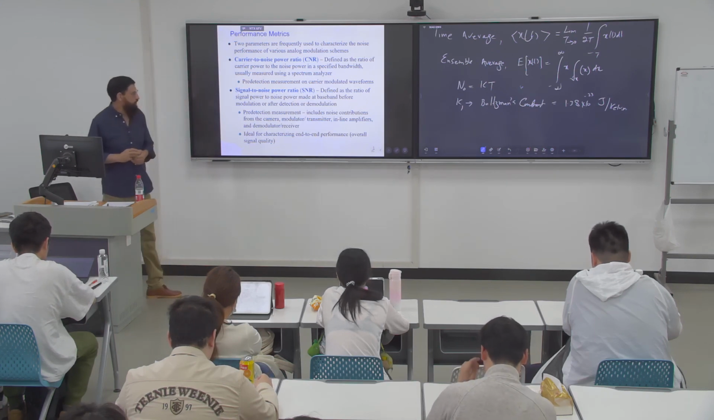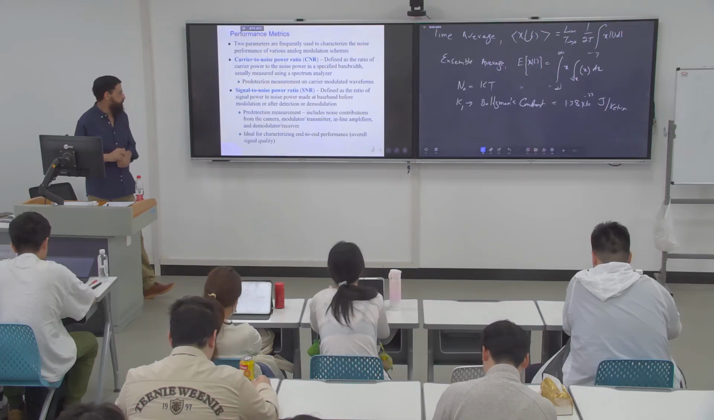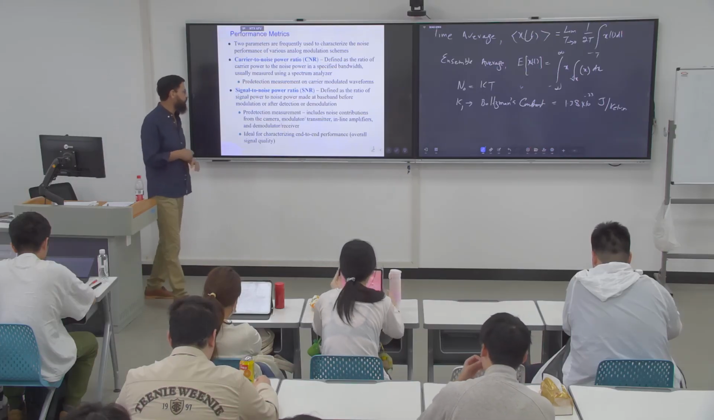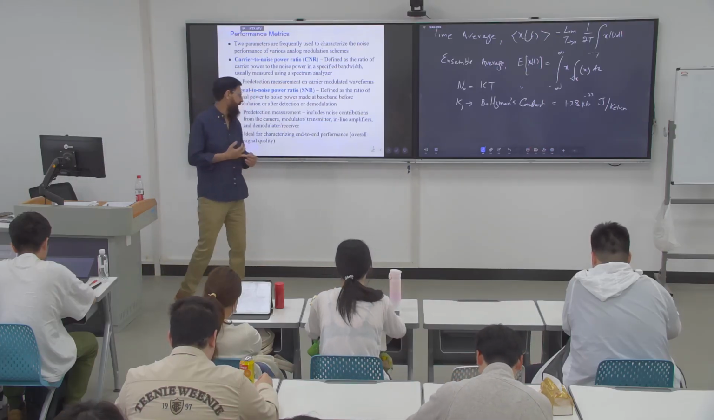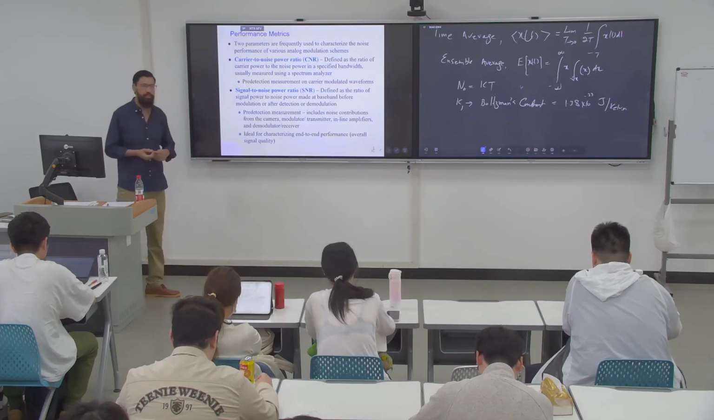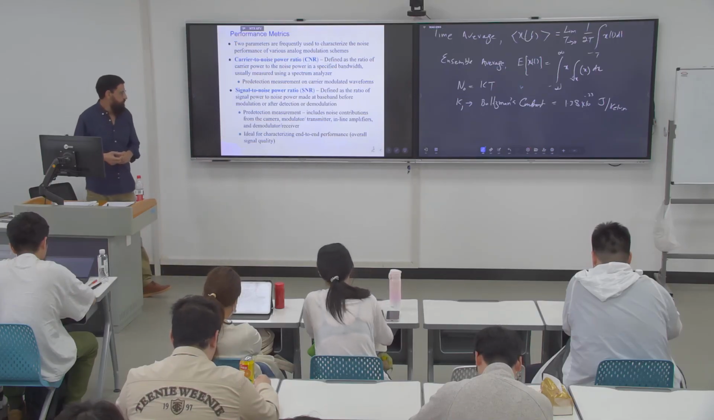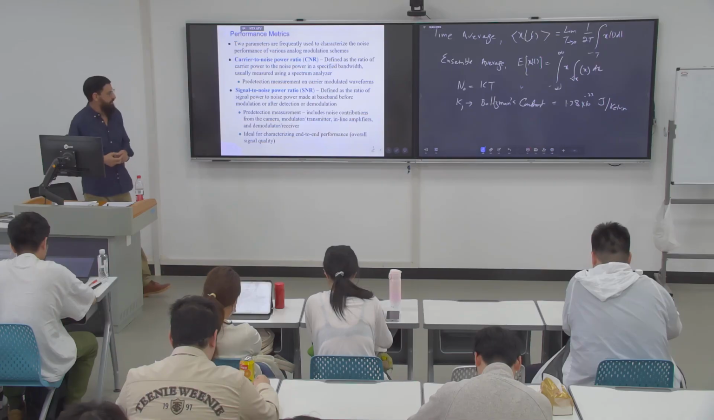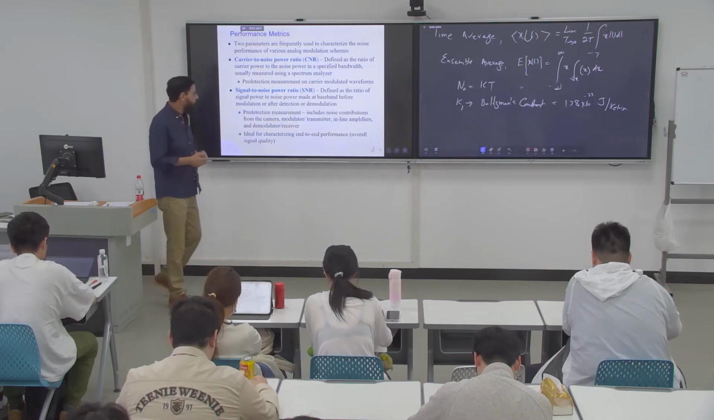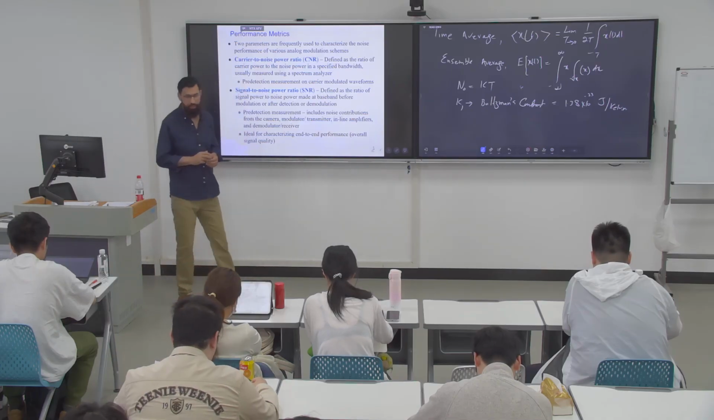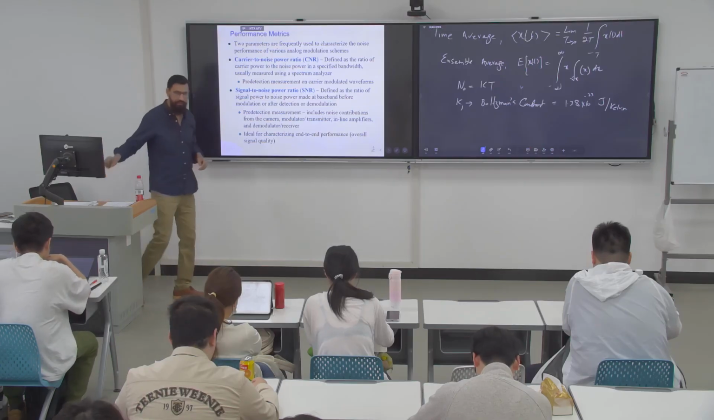Pre-detection measurement includes noise contribution from the camera, modulator, transmitter, inline amplifier, and demodulator receiver. It is ideal for characterizing end-to-end performance, the overall signal quality.